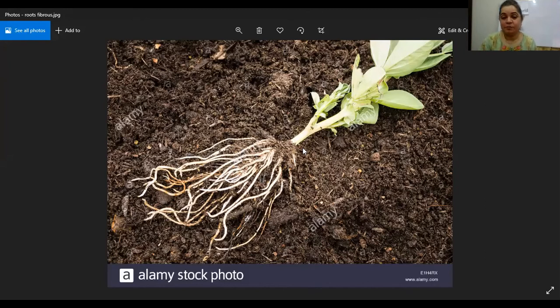So I'm just showing you the pictures. So this is also the form of a fibrous root that holds the plant, and these are like the threads, and they have the same work, like they take the nutrients from the soil and they take it to the different parts of the plant, right? Now we have seen the fibrous roots.